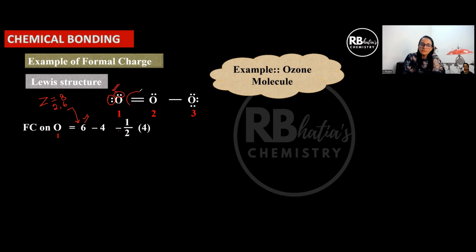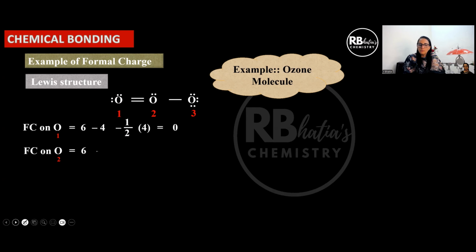So I do 6 minus 4 minus half of the bonded electrons. What are the bonded electrons? These are the bonded electrons. 2 bonds means 4 electrons, half of which is 2. So when you solve this, 6 minus 4 minus 2, what do you get? 0. So what is the formal charge on this oxygen? 0. First oxygen, 0. We need not write anything when it is 0.